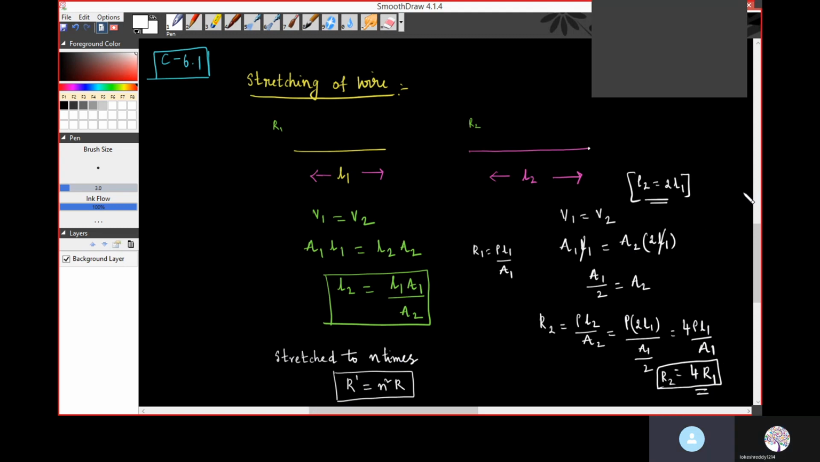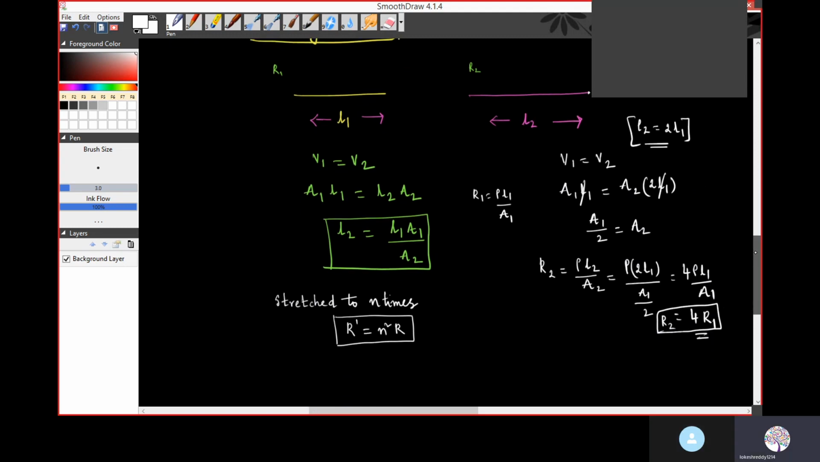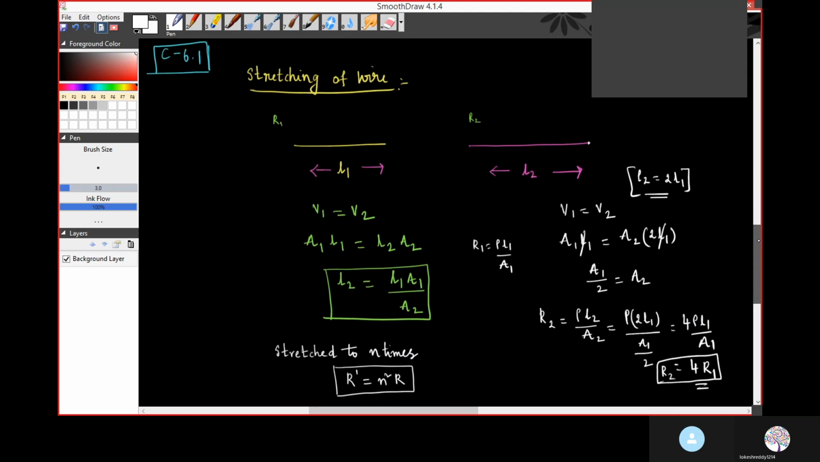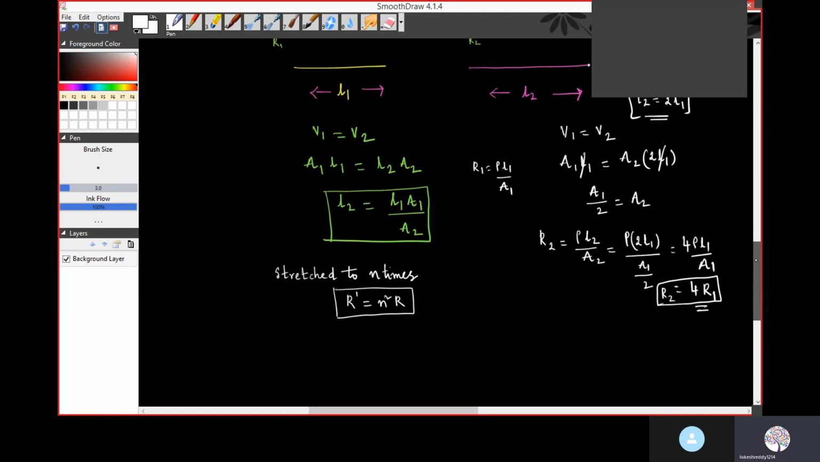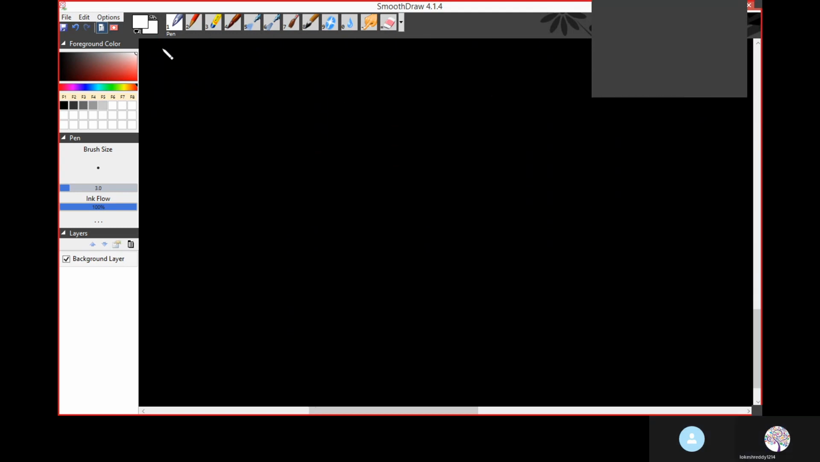This is stretching of wire. Okay, next concept. This is about resistance only.